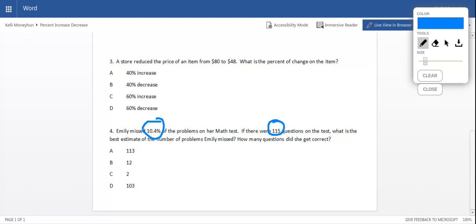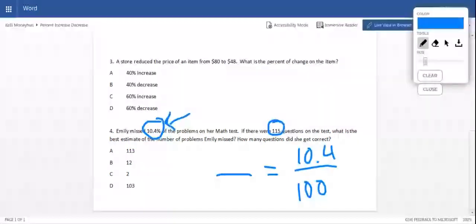No, this is just a regular percent problem. Okay, the different thing here is that it's giving us a percent instead of us looking for the percent. Okay, so the percent's always going to go in the same spot. 10.4% over my 100. My 100 never moves. Okay, and then we need to know our total number of questions, so 115. The total goes on the bottom.